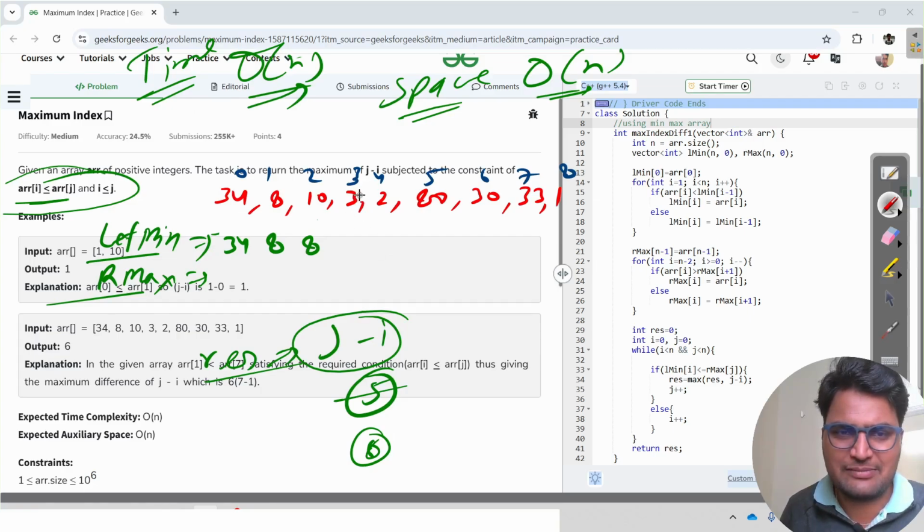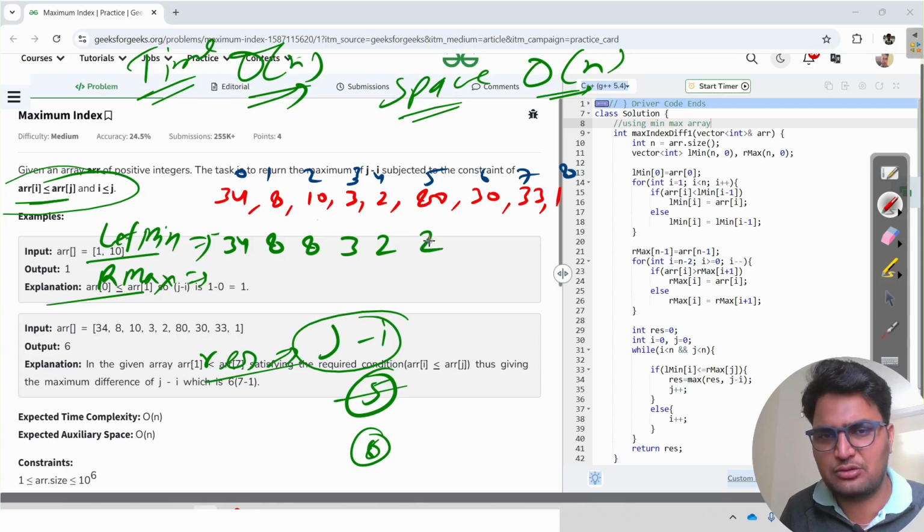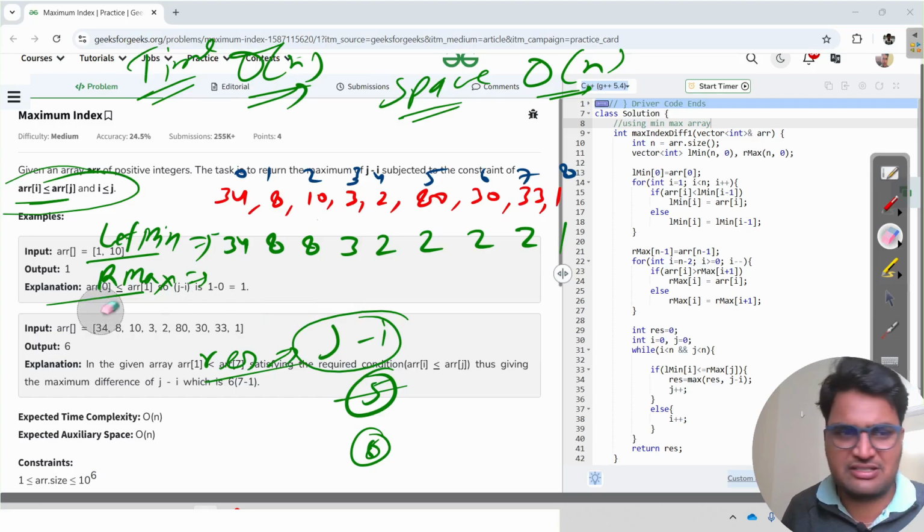Now see here, the next number is 3. So 3 is less than 8, right? So 3, then we are getting 2. So here 2, and then 80. 2 is less than 80, so 2. 30 is greater than 2, 33 is greater than 2, right? So we will maintain 2 only, and 1 is less than 2, so we will update 1 here, correct? So this is the left min array.